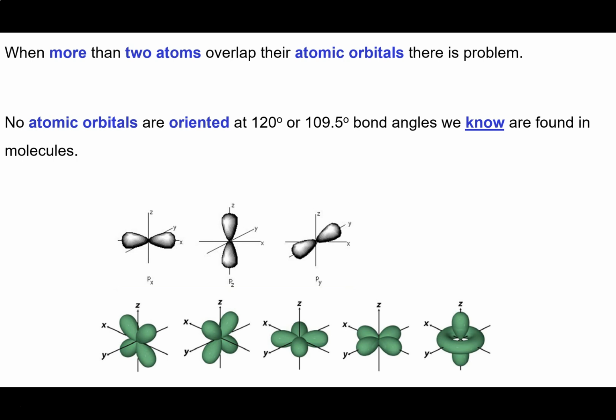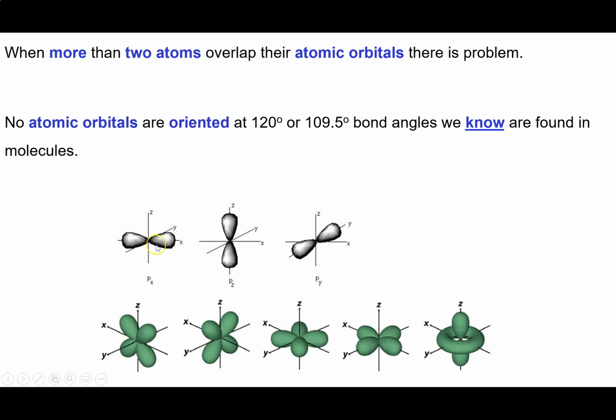There is a slight problem though. We know, according to observation and also according to VSEPR theory, that we'll often see bond angles of 120 degrees or 109.5 degrees in molecules. But when we look at atomic orbitals overlapping to form these bonds, we realize that no atomic orbitals have these bond angles between them.